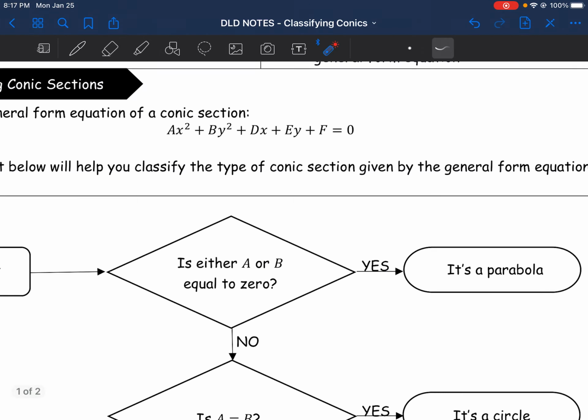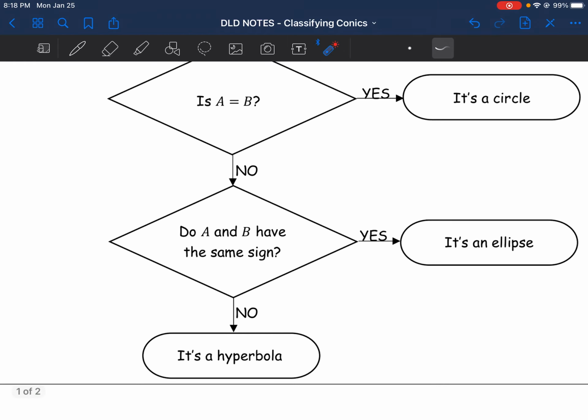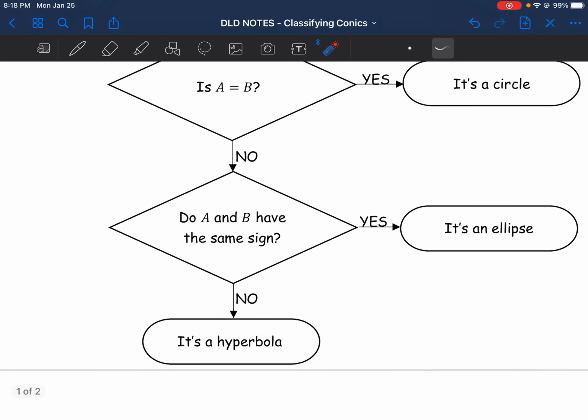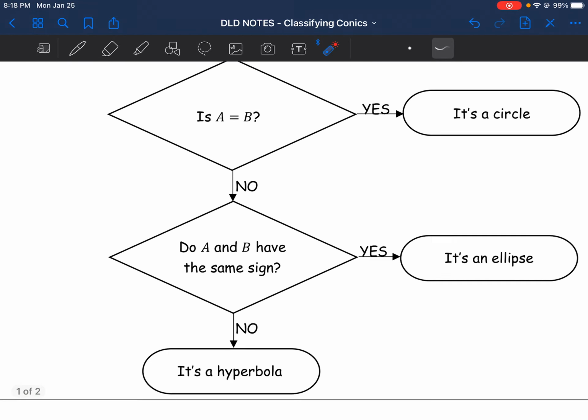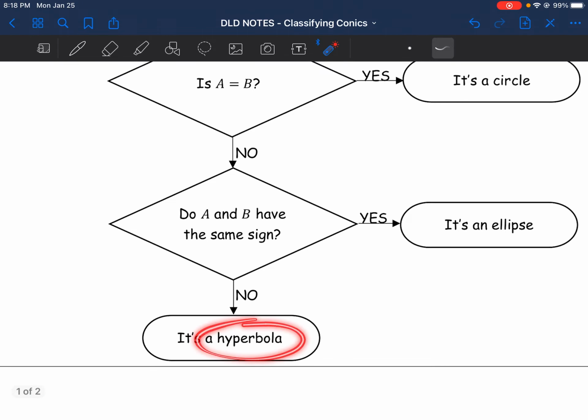So let's say that, for example, a was 3 and b was 2. Those are two positive numbers, so they have the same sign. They're not equal to each other though, so it's not a circle. So this would be an example of an ellipse. And then lastly, let's say a and b don't have the same sign. They weren't equal to each other, and neither one of them was a 0. Then we would have a hyperbola.